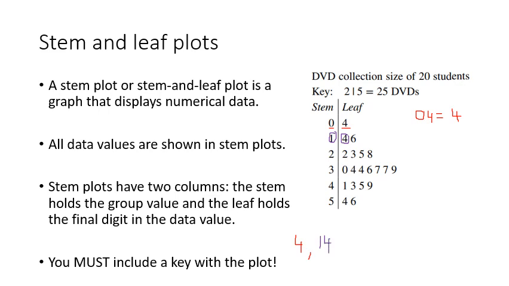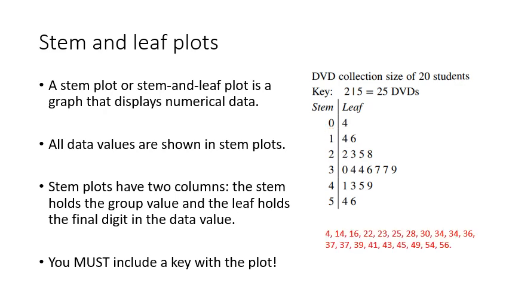But in this row here, we also have the 6. If you look here, it still begins with 1, because the numbers in the stem tell us what our numbers begin with. So it still begins with a 1 and then ends, in this particular case, with a 6. So that is the next number. So far we have a student who owned 4 DVDs, another student who owned 14 DVDs, another student who owned 16 DVDs, and so on.